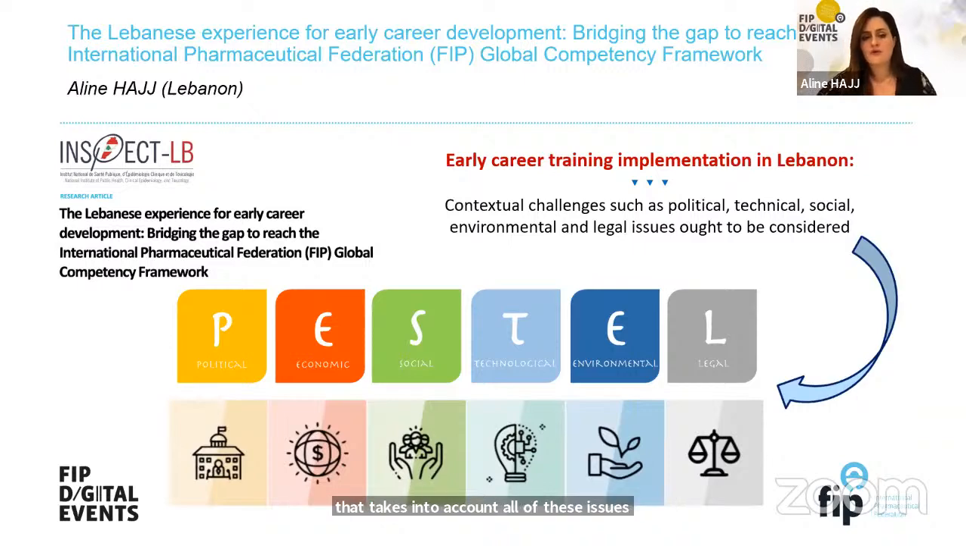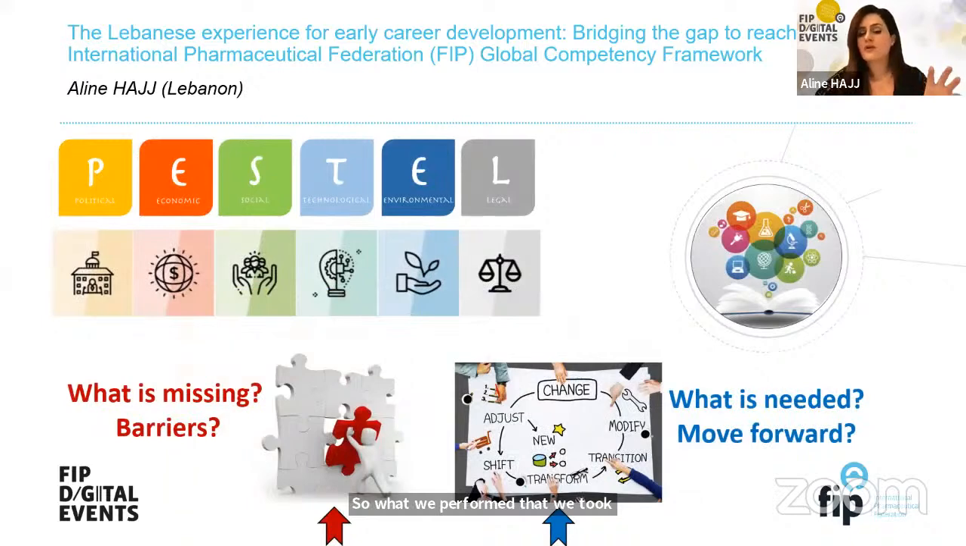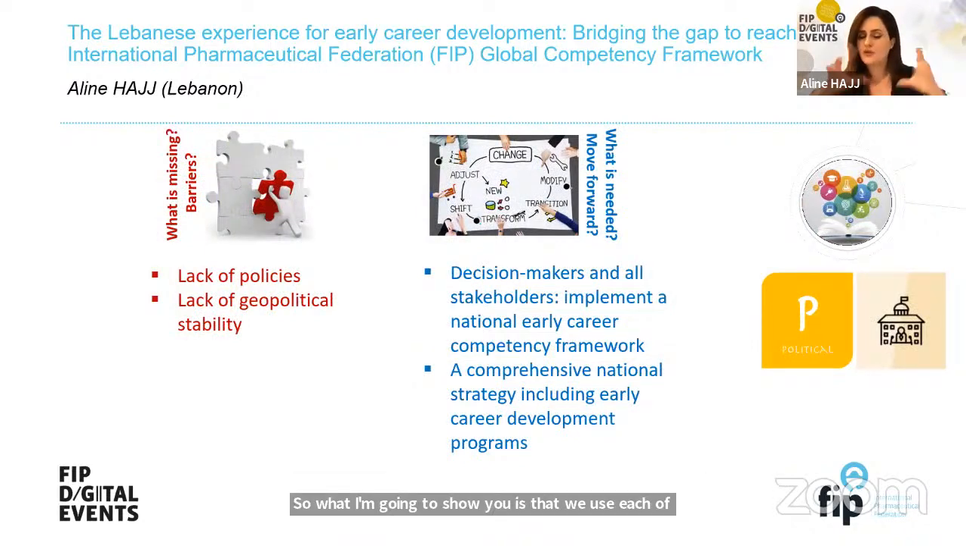So what we performed is that we took this PESTEL analysis and we tried to reply to two main questions. First, what is missing in Lebanon to be able to implement this? What are the barriers? And then what is needed and how can we move forward? So what I'm going to show you is how we used each of these elements and what we discussed about it, but briefly, just to go over everything.